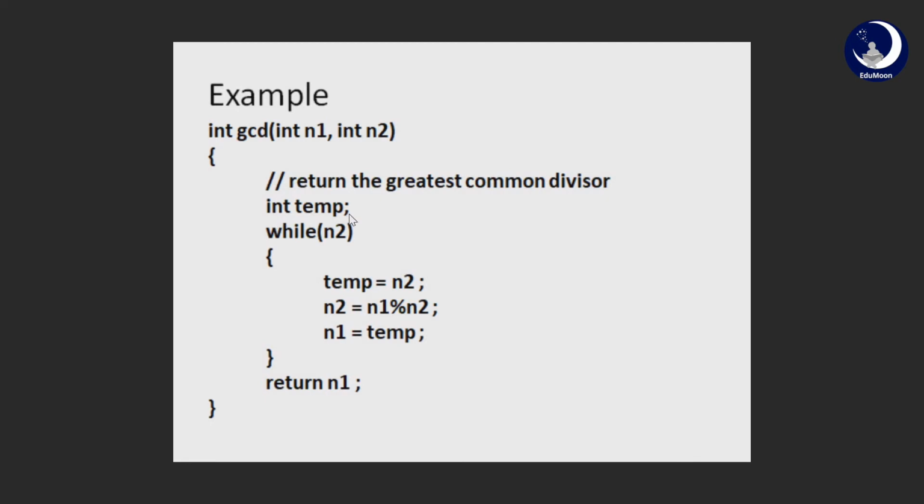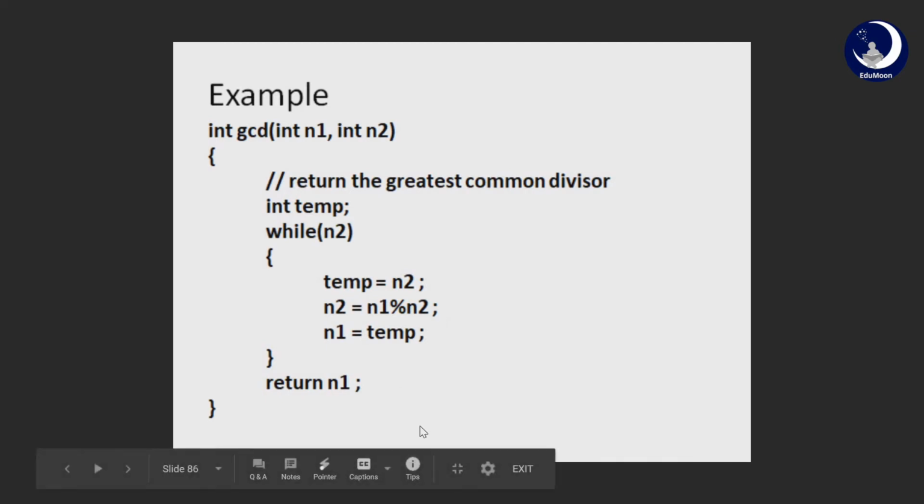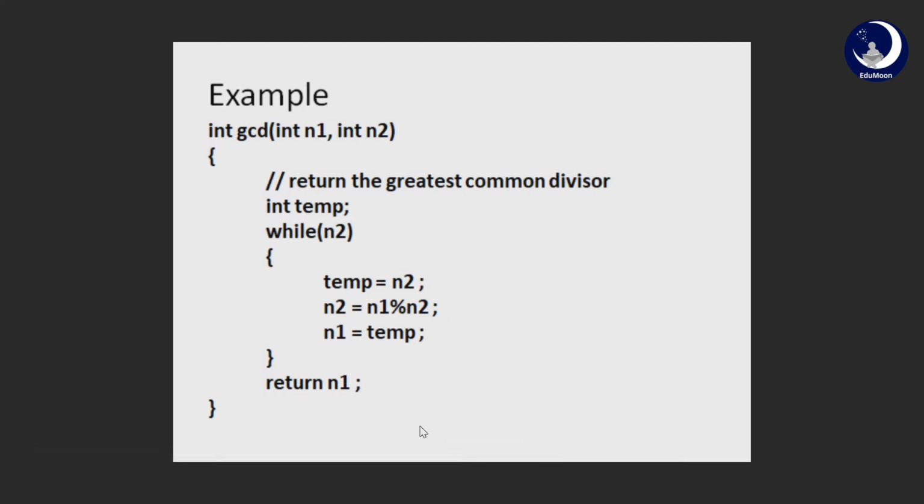Here this is the temporary variable of type integer. While n2, that is, until the value of n2 is equal to 0, this loop will be running. Then temp is equal to n2, and n2 is equal to n1 modulo n2, and then n1 is equal to temp. So basically we are swapping and at the same time calculating the modulus, and we'll be returning n1. You can just work on this code. This will give the greatest common divisor.